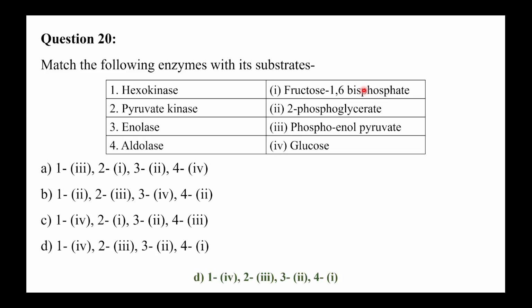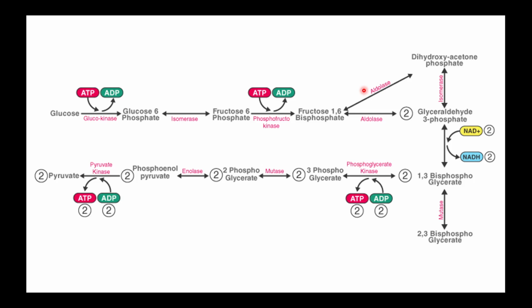So option D is the correct answer here. So the pathway starts from glucose. From glucose, it goes to glucose 6-phosphate by the enzyme called hexokinase. Hexokinase or glucokinase. So hexokinase can actually convert other hexose sugars also. So that's why the name is generalized to hexokinase.